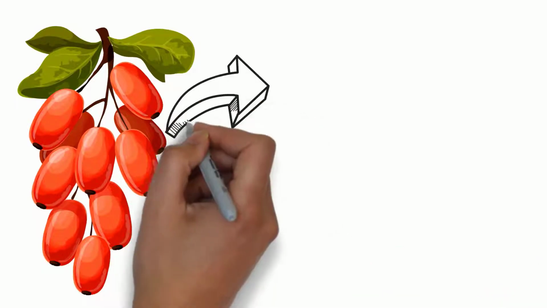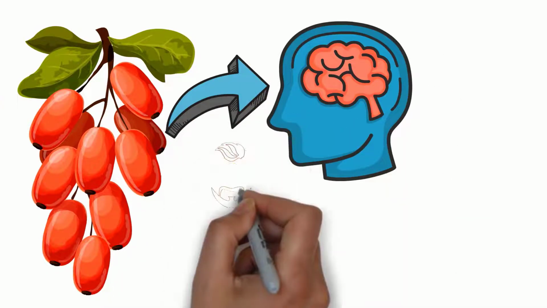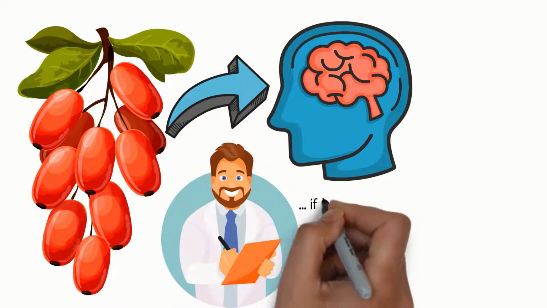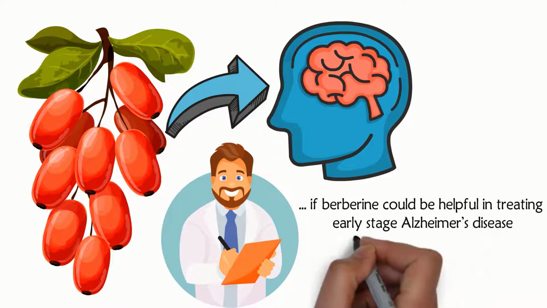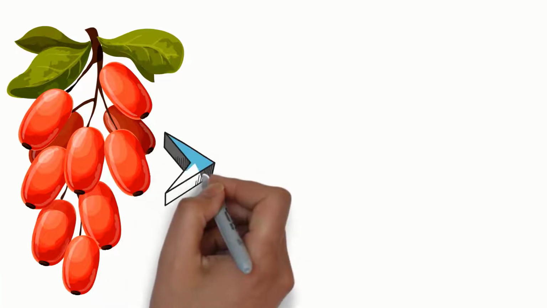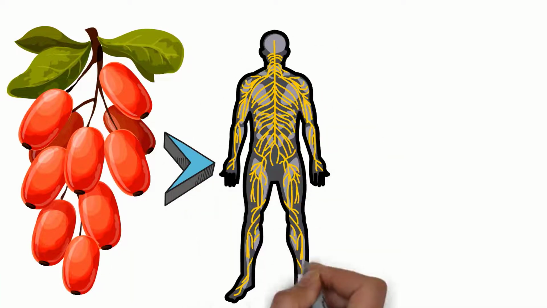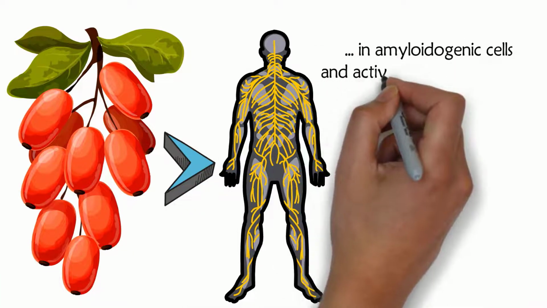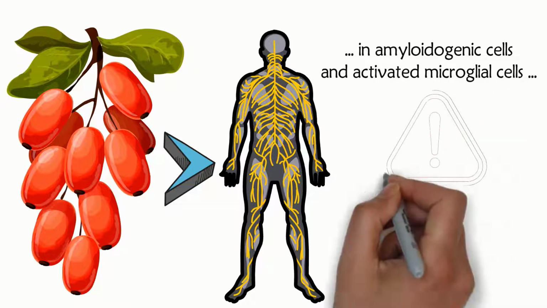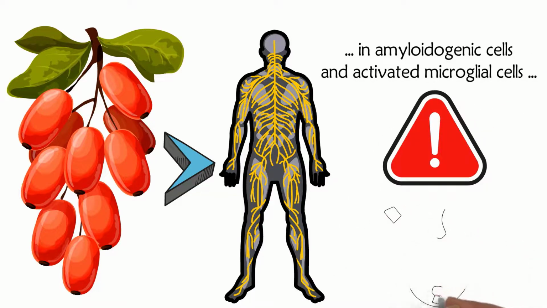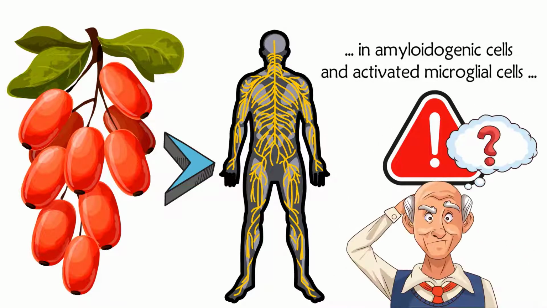Since berberine has been shown to be neuroprotective, the research was conducted to investigate if berberine could be helpful in treating early-stage Alzheimer's disease. Berberine was found to produce beneficial effects on disrupted metabolic processes in amyloidogenic cells and activated microglial cells, which are important for preventing or delaying early-stage disease progression of Alzheimer's disease.